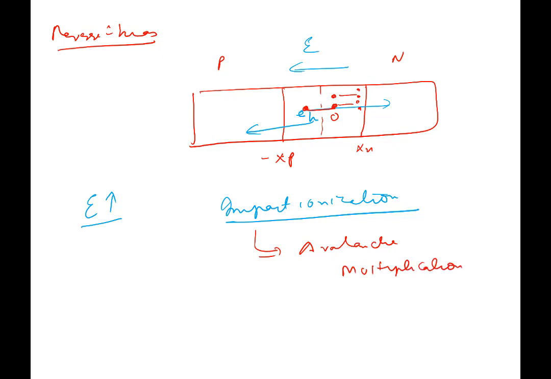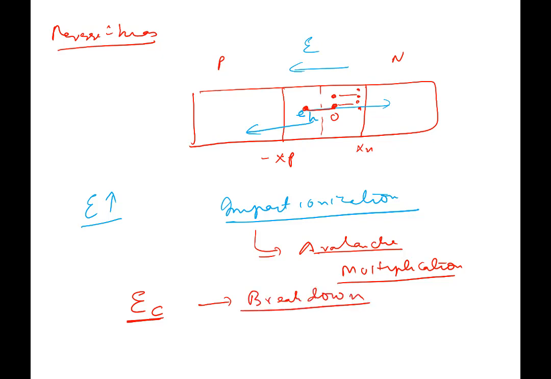You may generate one electron-hole pair only in the depletion region. That electron moves, causes impact ionization. So you get two electrons. Those two electrons move, they also cause impact ionization. You get four, and then there is a multiplication process that is occurring. If you apply a sufficient field, if you reach a critical field, EC, this avalanche multiplication process becomes very, very high. You get breakdown.